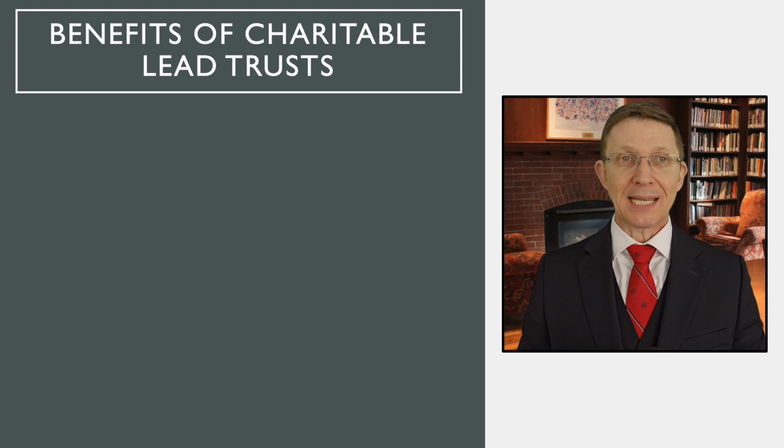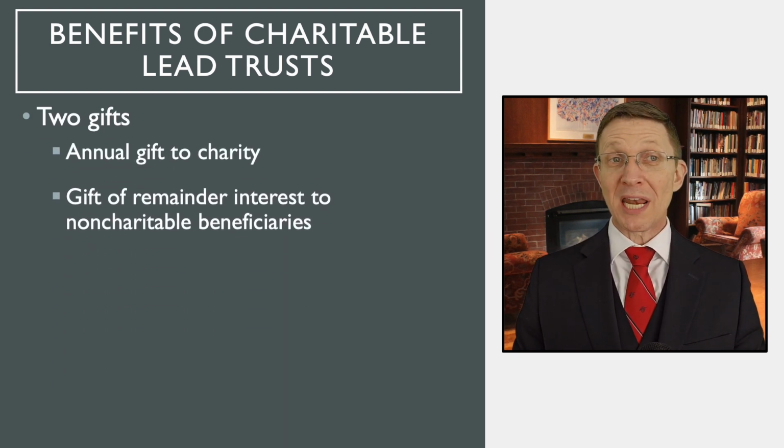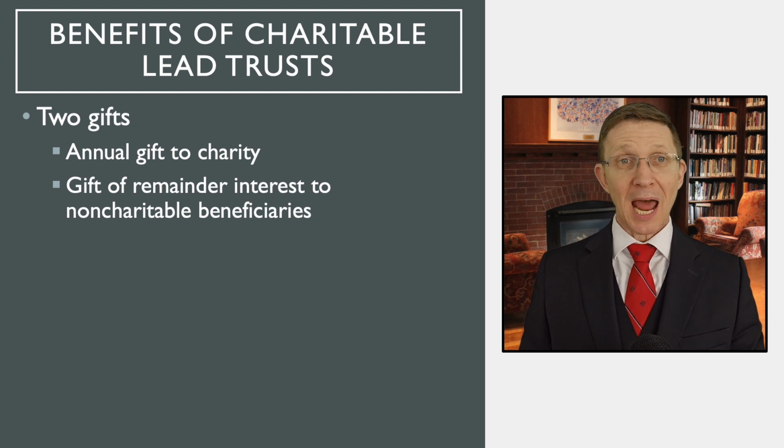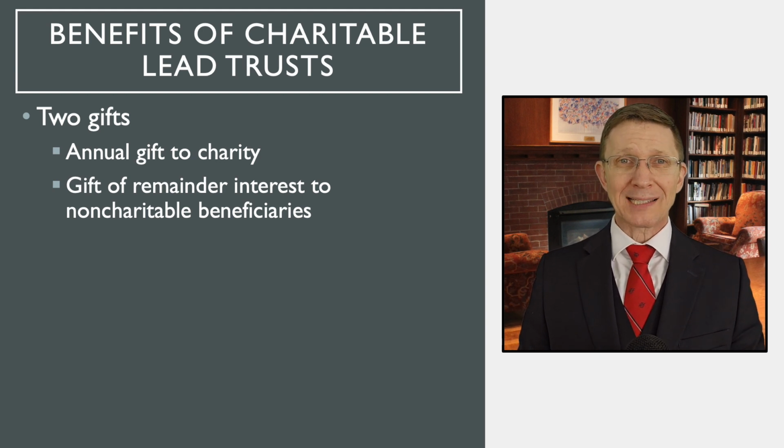Through the CLT, the donor essentially gives two gifts, an annual gift to charity and a final gift to one or more non-charitable beneficiaries. The non-charitable beneficiaries are often the donor's family members. They receive the remainder interest, that is, whatever assets remain in the trust at the end of the term.